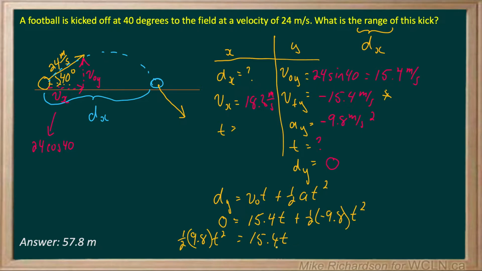Now if I divide both sides by t, one of the t's cancels. And we're almost done. Now 1/2 of 9.8 is 4.9. So I get 4.9 t is 15.4. So to solve for t, it's just 15.4 divided by 4.9, which is 3.14 seconds.